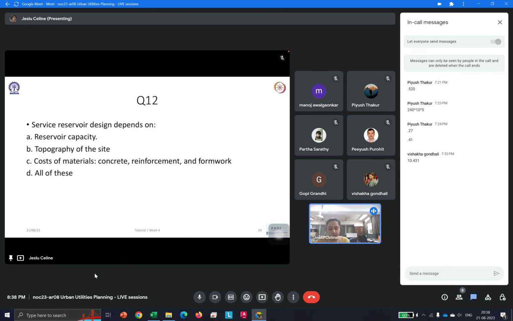A service reservoir design depends upon which of the following? Reservoir capacity, topography of the site, cost of materials such as concrete, reinforcement, and formwork, or all of this. Any guesses? I'm sure you all know the answer. Yes, Piyush. All of this. Manoj, you want to say something? Yes, all of these.